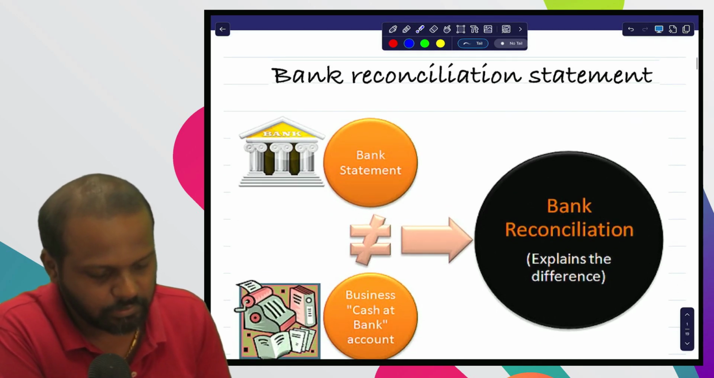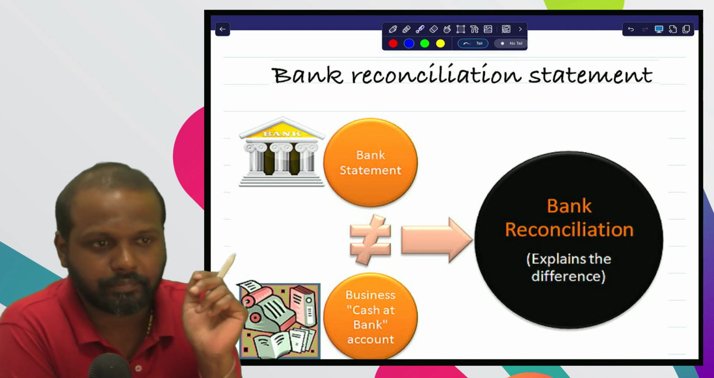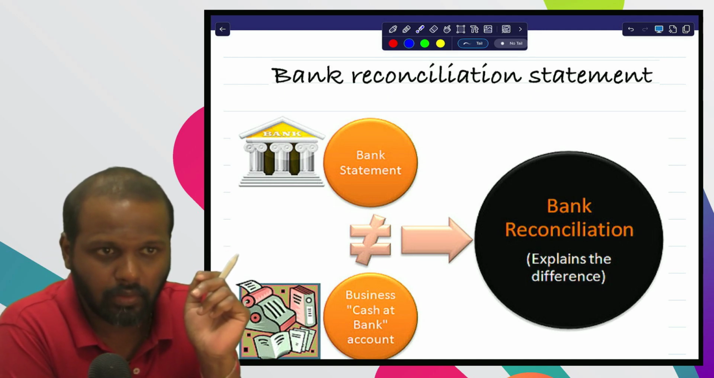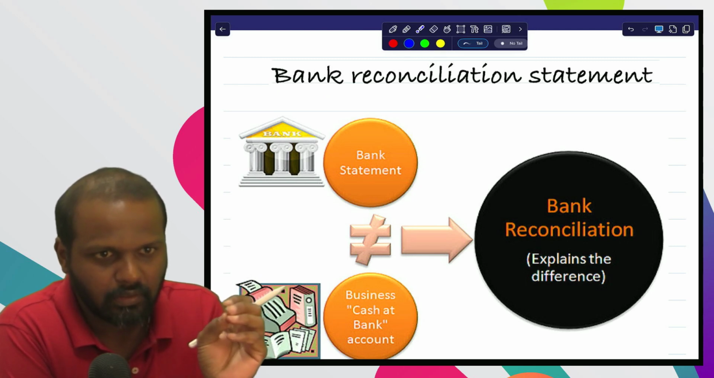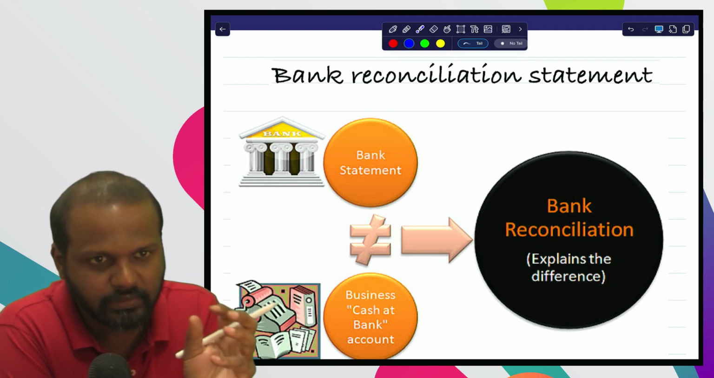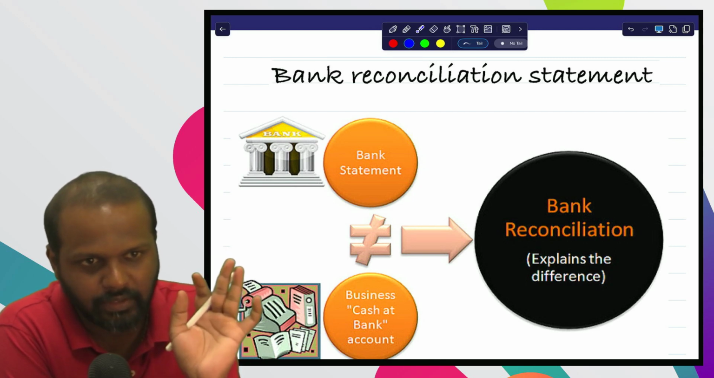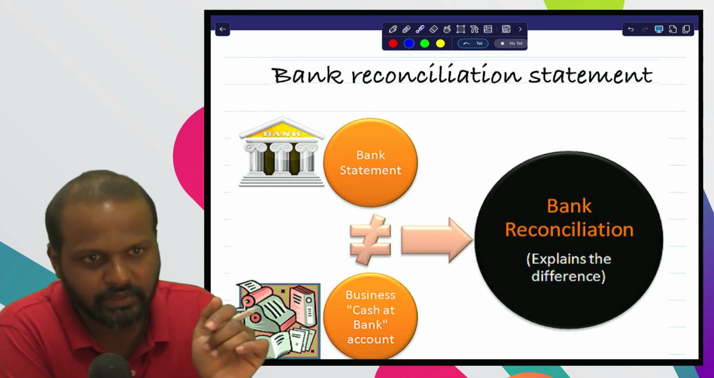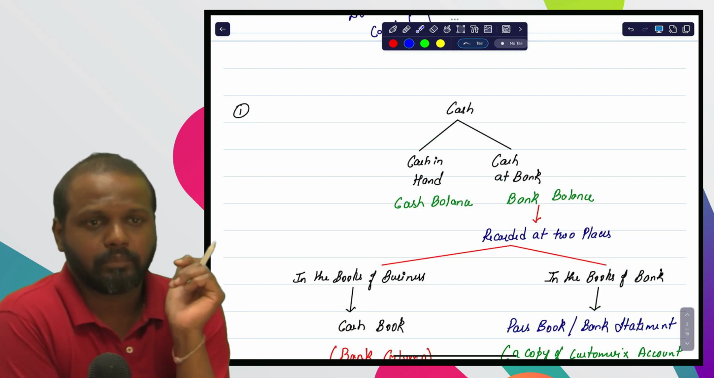Now we'll discuss the chapter bank reconciliation statement. In this BRS chapter, there are some basic things which we need to understand. Once your basics are clear, then we will be able to do this chapter very easily. So let me start with the basics one by one. Okay, understand.